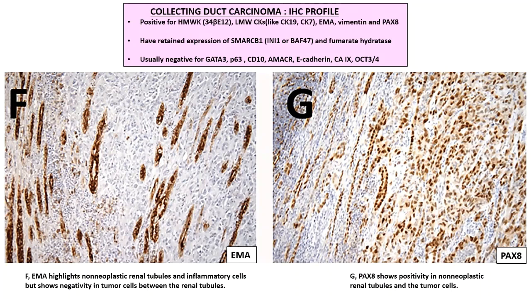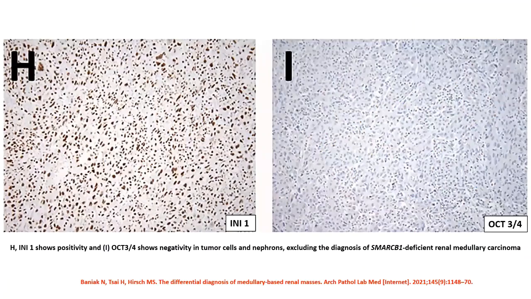Now, in these images, this is a little bit of an unusual presentation. For example, over here, you see that the infiltrating element of the carcinoma is actually negative for EMA, although remember that most of the cases of collecting duct carcinoma will express EMA. Over here, towards the right, you have the infiltrating tumoral element, which shows nuclear expression of PAX8.